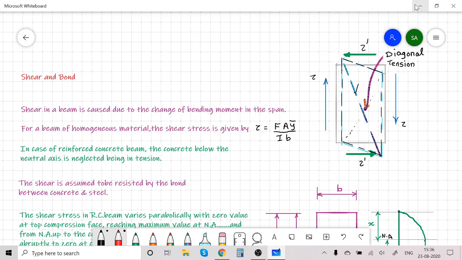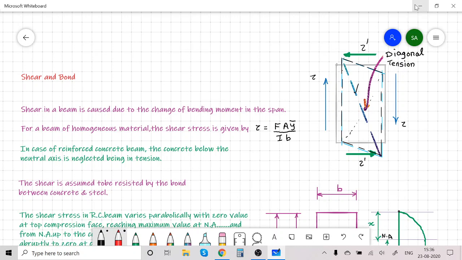Like in the previous chapter, in design of singly reinforced beam, as the beam is subjected to sagging bending moment, we provided steel bars at the bottom to take the tensile stresses. Now in a beam, there is bending as well as shearing action. In mechanics of structure, in second year, we studied SFD and BMD, shear force diagram and bending moment diagram. The shear force is introduced in a beam.